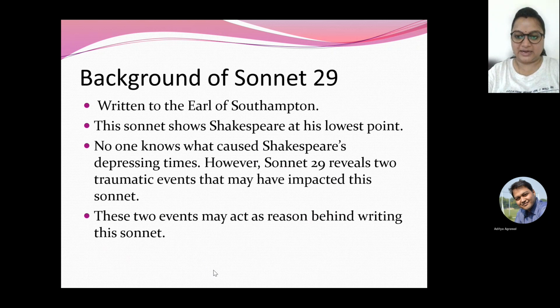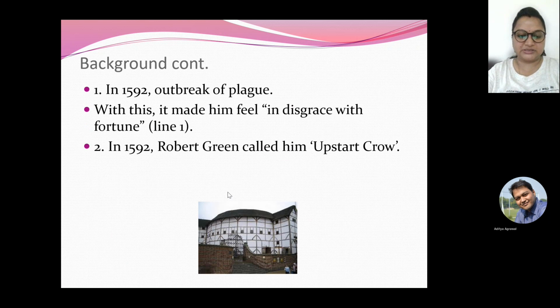So let's discuss these two reasons or two backgrounds. In 1592, there was an outbreak of plague. The first event occurred in 1592 when the London theatres closed due to the outbreak of plague. And the closing of playhouses made it hard for Shakespeare to earn a living. That is why this event made him feel in disgrace with fortune, which is the first line of his sonnet.